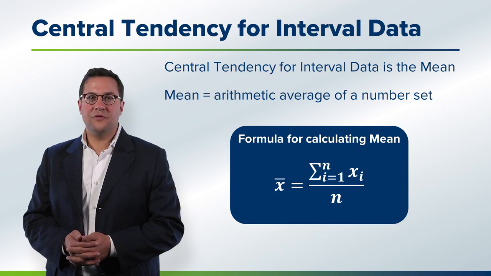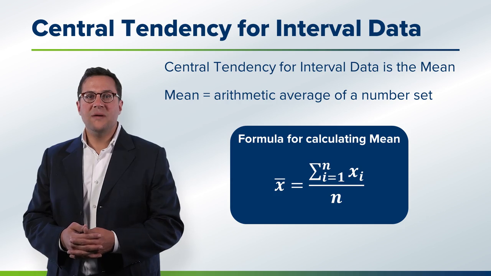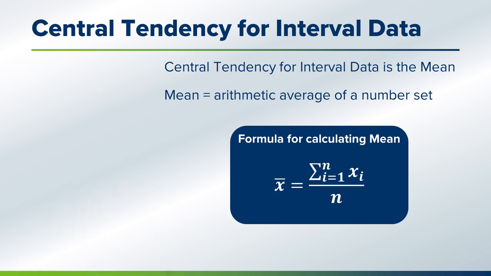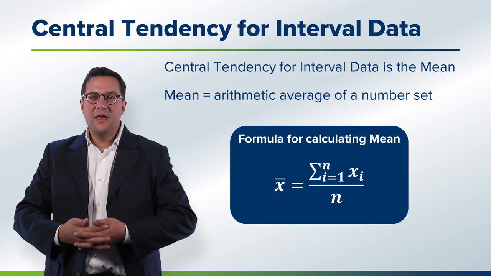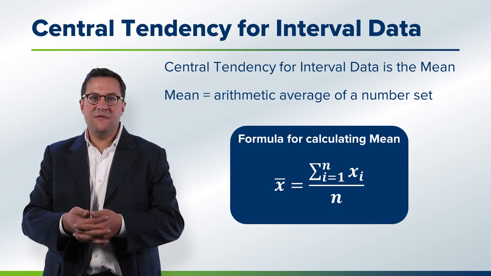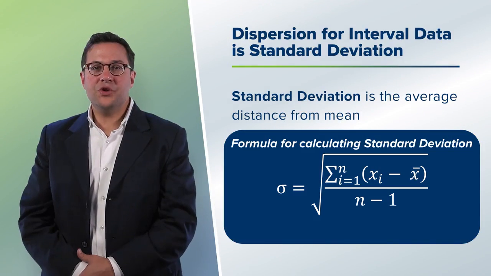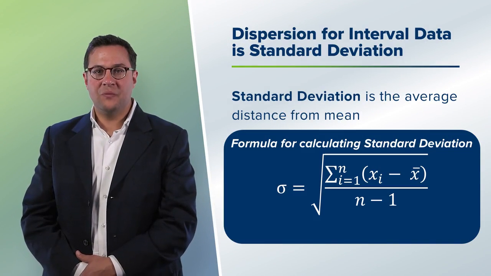X bar in this formula would be the mean, xi would be the response given by respondent i, and n would be the total number of respondents. And so what I do here is sum all the responses from respondents and then divide this number by the sample size. The measure of dispersion for interval data is the standard deviation.